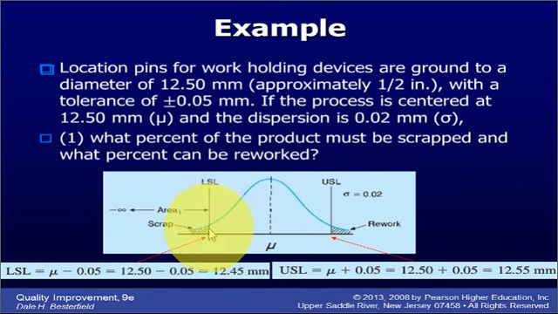So here's the distribution for the individual values, and it is centered at this mu value, 12.50. The upper specification limit is mu plus 0.05, and the lower specification limit is mu minus 0.05. So we can identify these specification limits as 12.55 and 12.45.